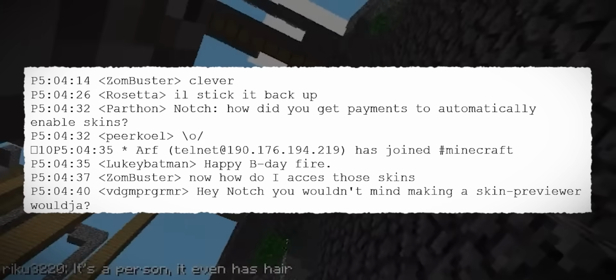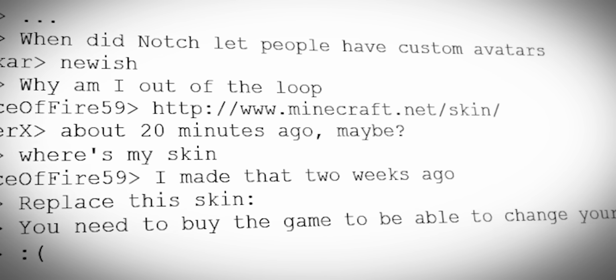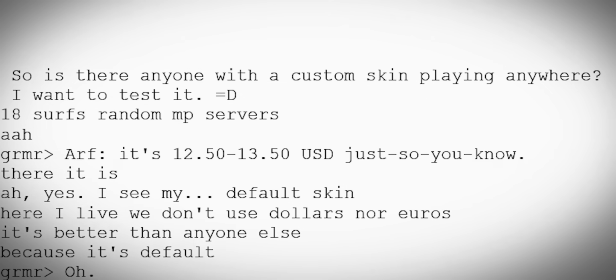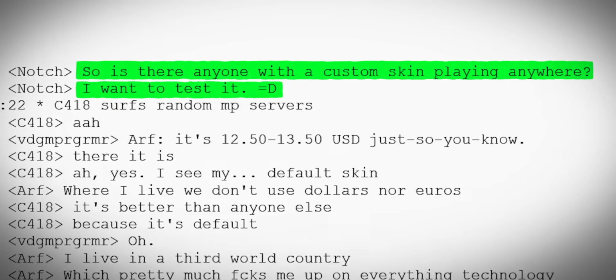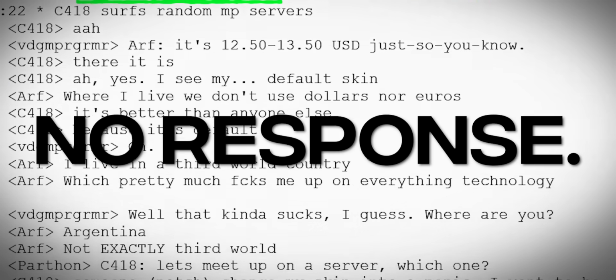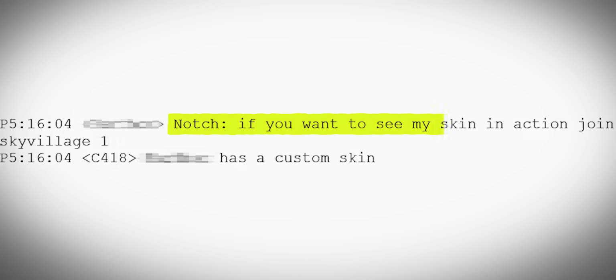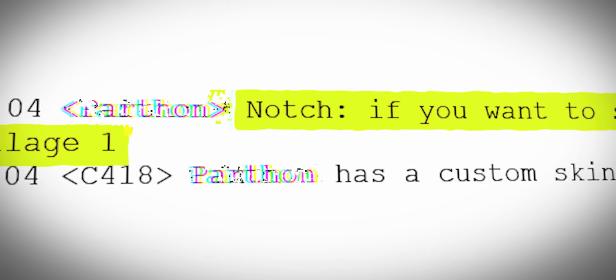The chat erupts in excitement. Everyone has been waiting for this feature for months. However, with all the commotion happening about how skin support was only available to paid users, Notch asks, "Is there anyone with a custom skin playing anywhere? I want to test it." No response. And just when all hope seems lost, a message appears in chat. "Notch, if you want to see my skin in action, join Skyvillage 1." This message was sent by none other than Parthon himself.